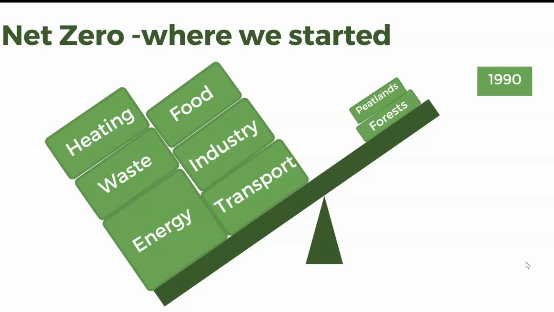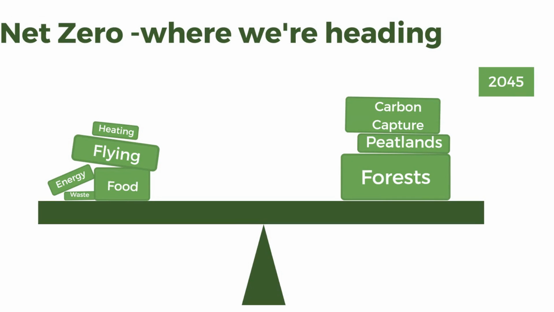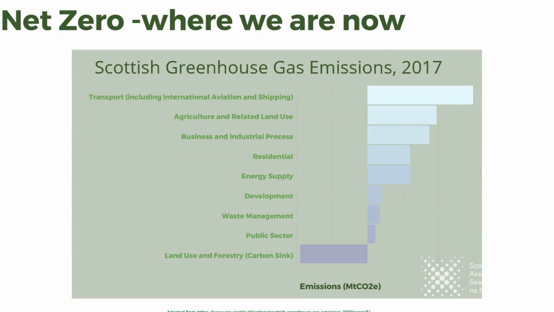You can see on the left-hand side of this slide that in 1990, a lot of the carbon dioxide emissions were produced by various sectors. But on the right-hand side of the scales, very little was being absorbed by forests and peatlands. So the scales weren't balanced. In contrast, we hope the scales will be balanced by 2045, and the amount of carbon dioxide produced being equal to the amount absorbed. At this point, we'll have reached net zero. As you can see from this bar chart, as of 2017, we're still producing more carbon dioxide emissions than we're storing via carbon sinks. A carbon sink is something that absorbs more carbon dioxide than it produces.